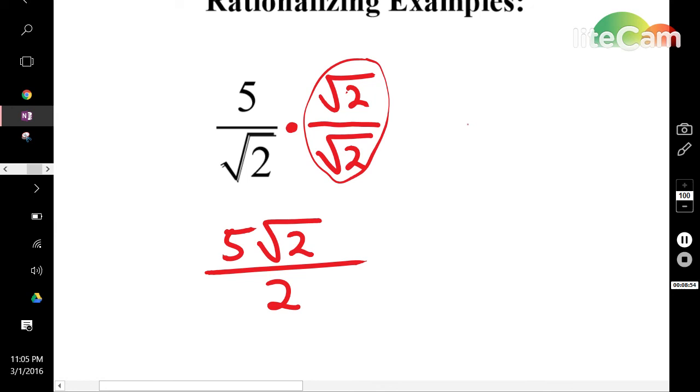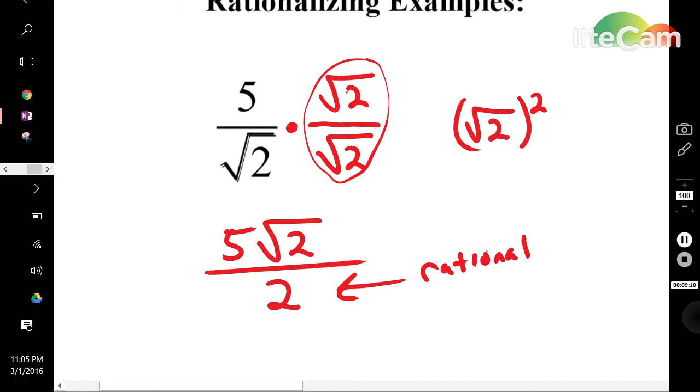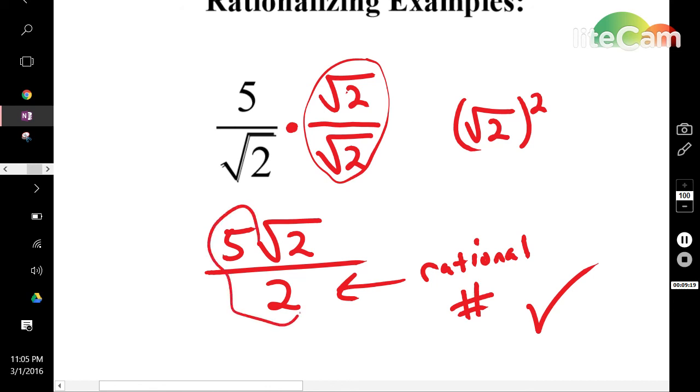Effectively, the denominator is the square root of 2 times the square root of 2, or the square root of 2 squared. And we've talked about this before. The square root and the square cancel each other out. Now, the denominator is a rational number, so we are done. If you had a number besides 5 on top that you could simplify, we would expect you to do that as well.